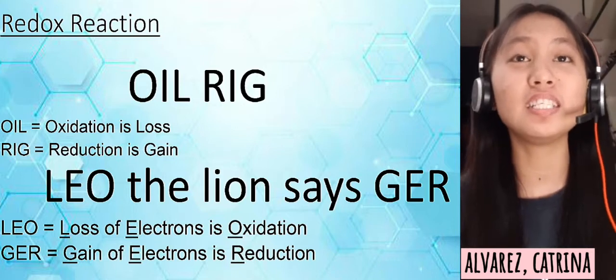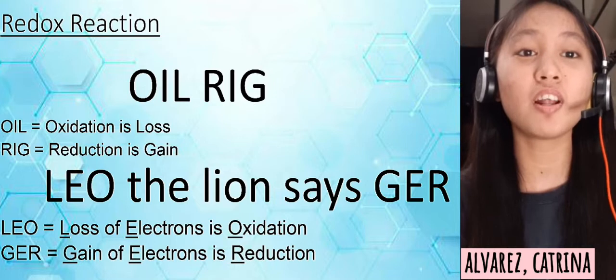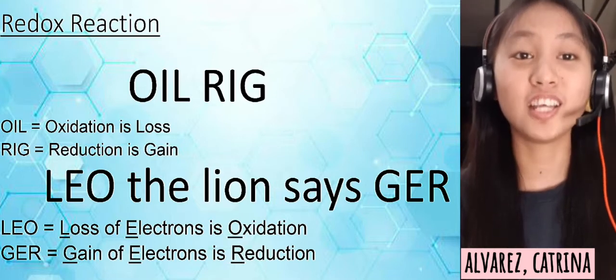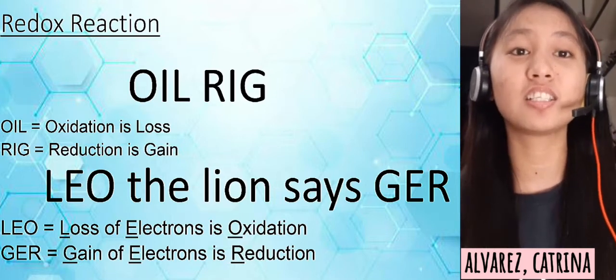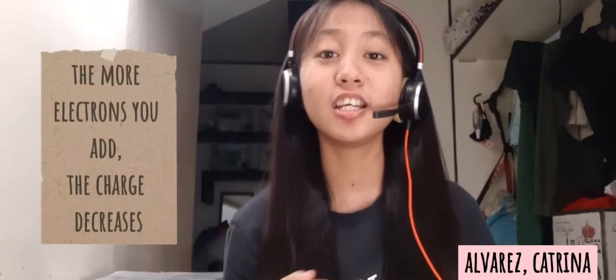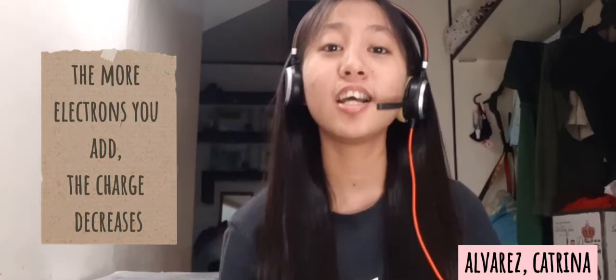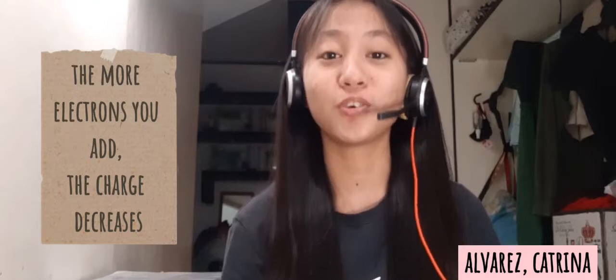The other one is LEO the lion says GER. LEO is loss of electrons is oxidation, and GER is gain of electrons is reduction. If you are probably wondering why reduction is gaining an electron, that's because an electron has a negative charge. So as you add an electron, its charge goes down. The more electrons you add, the charge reduces or decreases.